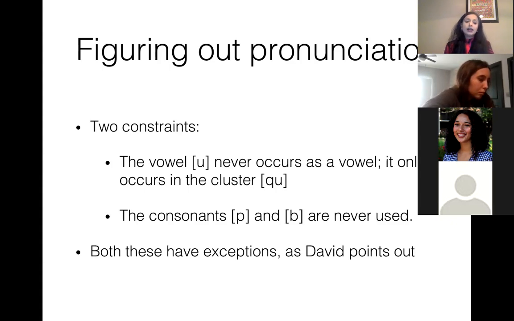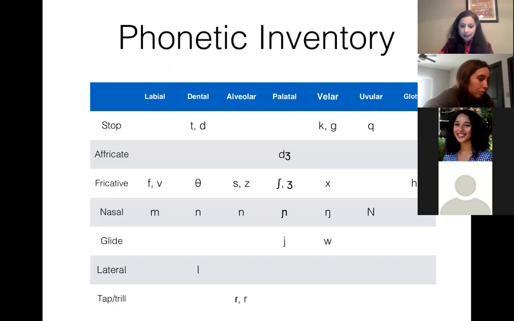And the second constraint was regarding the consonants b and b. These are never used in Dothraki. These are never seen in those 56 words that he had in his database. But like he says, there are always exceptions. Language always has exceptions. So these two constraints also have exceptions. But to create the phonetic inventory of Dothraki, he actually made a consonant inventory as well as a vowel inventory.